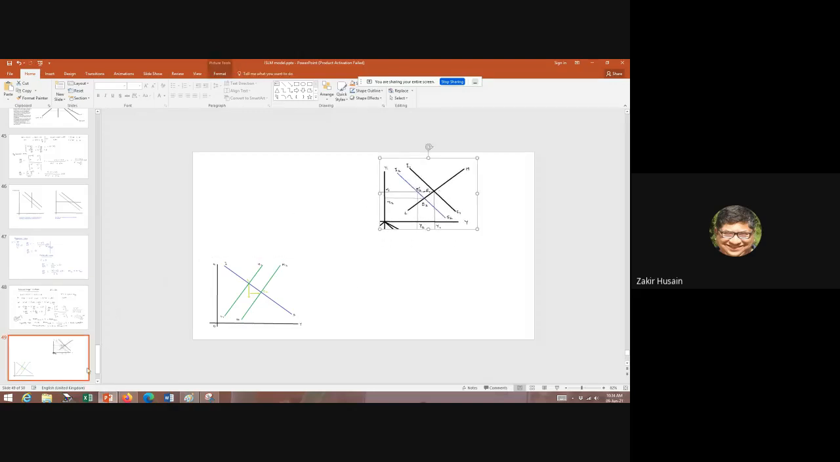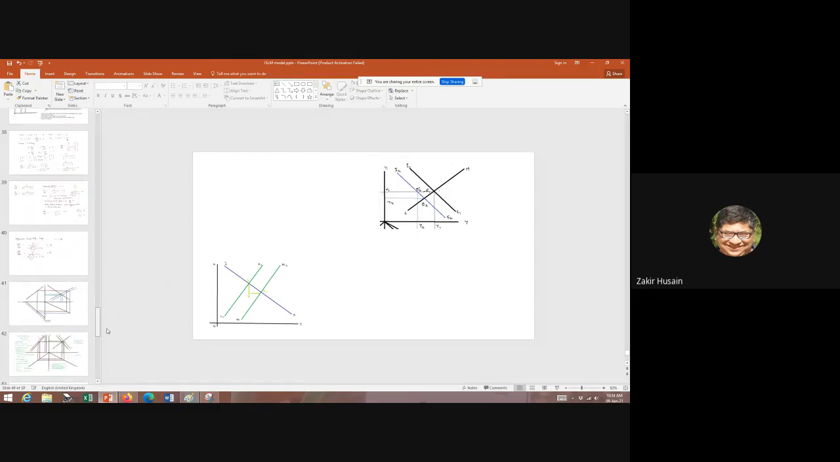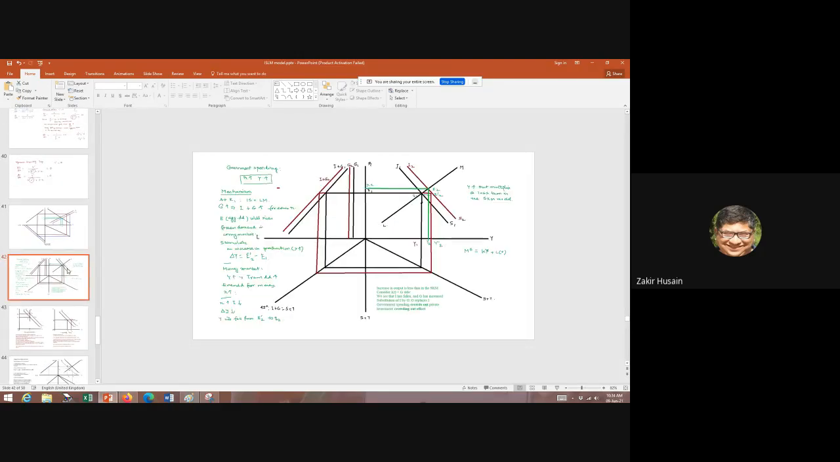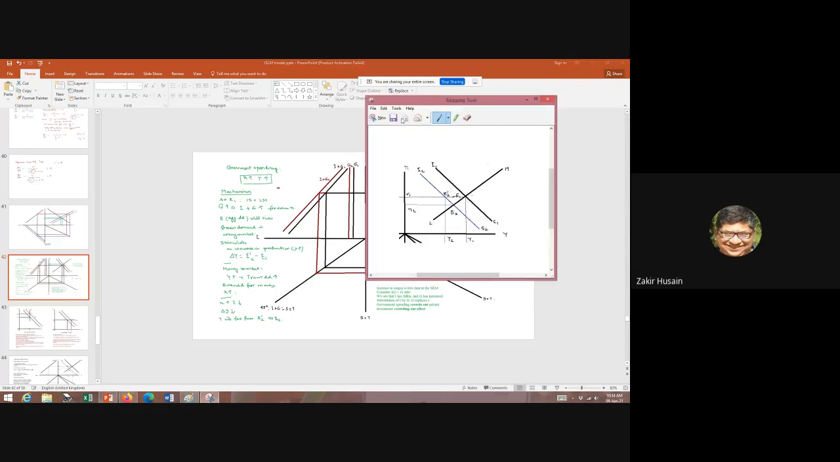This is tax. And where is investment? I hope this is, yeah, this is investment.